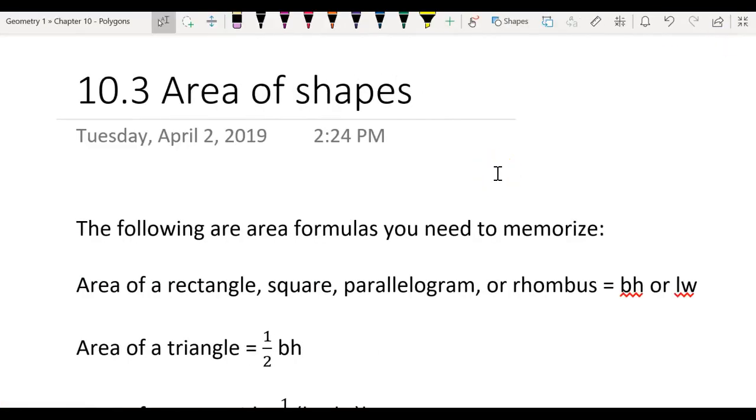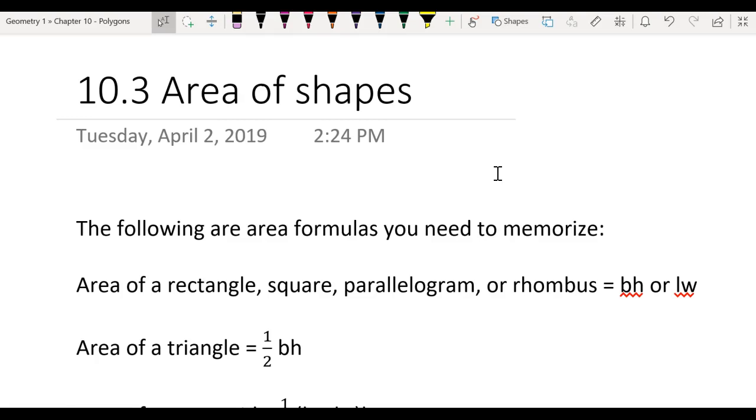All right, today we're covering 10.3, area of shapes. So there are 4 area formulas that you need to have memorized, and there's 2 that I'm going to be giving to you. Okay, so the ones you have to have memorized are the area of a rectangle, square, parallelogram, or rhombus is base times height or length times width.